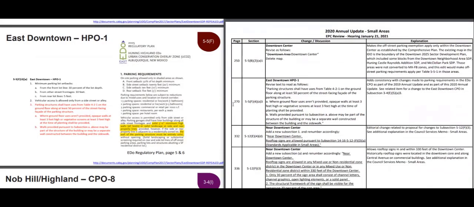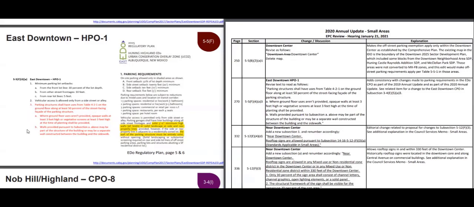This change is found in the IDO on page 270, and it is section 55F4A3. And the change is to revise the text as follows: parking structures shall have uses from table 421 on the ground floor along at least 50% of the street-facing facade of the parking structure. Where ground floor uses aren't provided, opaque walls at least 3 feet high or vegetative screens at least 3 feet high at the time of planting shall be provided.